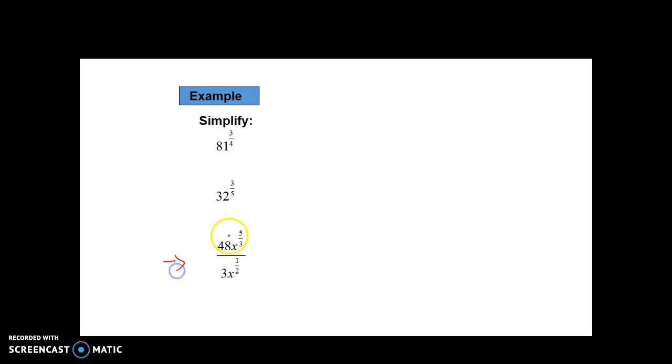This third one now, let's evaluate. We could start evaluating this with roots, but we really just have the exponent rules going on, the quotient rule. So let's break this up and we'll see if we can solve it that way. 48 divided by 3 is going to equal 16. And then we have our x's. We have x to the 5/3 minus x to the 1/2. So I'll just write that out.